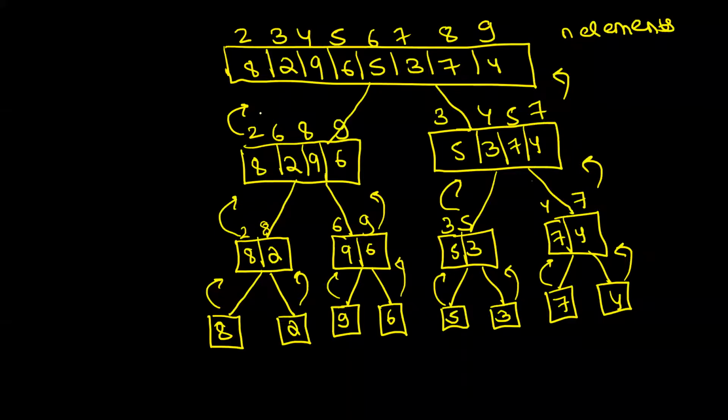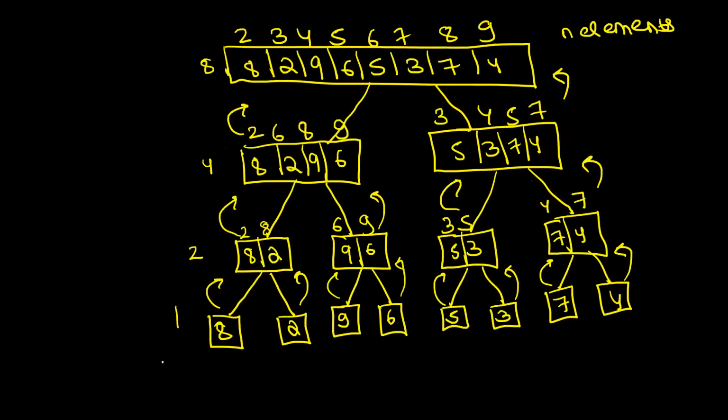Okay. So can you tell me how many levels are there? Log n levels. Yes. If you see now, in the first level, you have a size of 8. In the second level, you have 2 subparts of size 4. In the third level, you have 4 subparts of size 2. In the fourth level, you have 8 subparts of size 1. So at every level, you are dividing the size of the parts by 2.